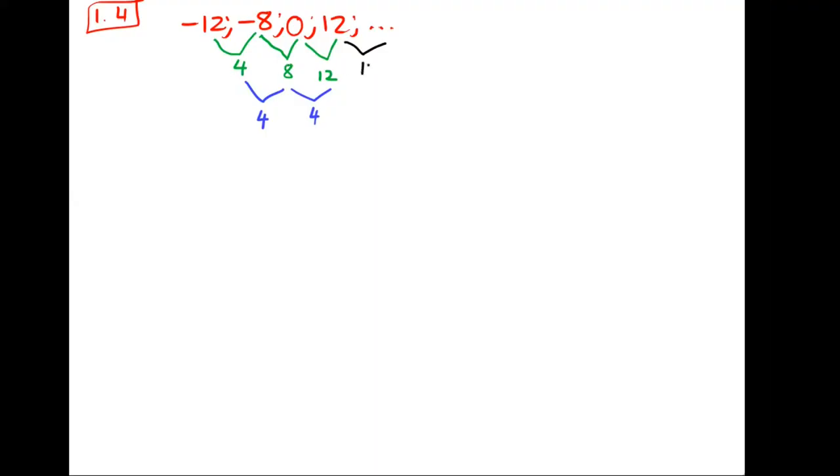So 12 plus 4, we would have to add 16. And then 16 plus 4, we would have to add 20. So 12 plus 16, the next term would be 28. And then 28 plus 20 will be 48. So those are the next two terms of the pattern. Our first differences, we are adding 4 every time: 12 plus 4 is 16, 16 plus 4 is 20. And then 12 plus 16 is 28, 28 plus 20 is 48.